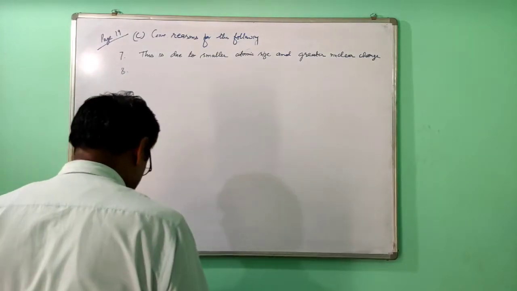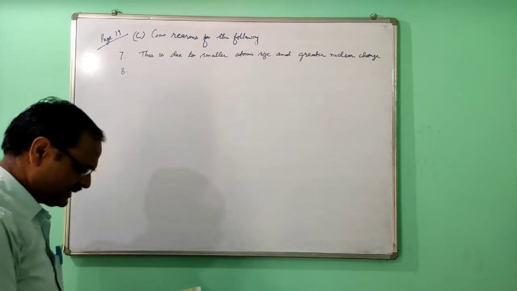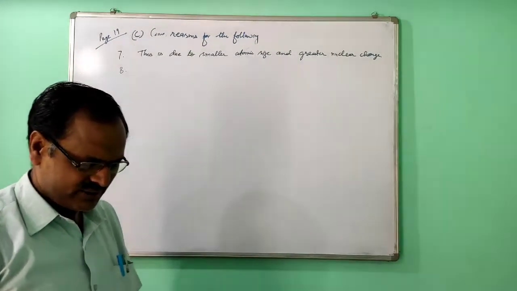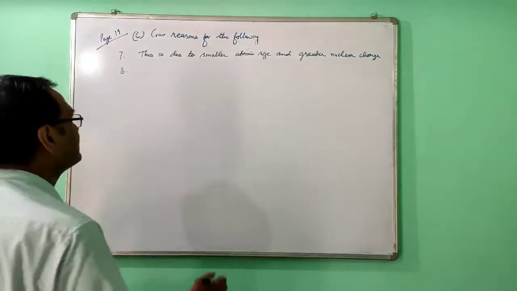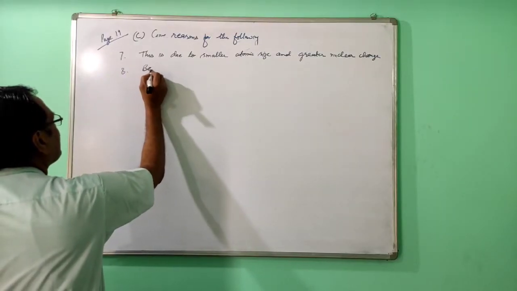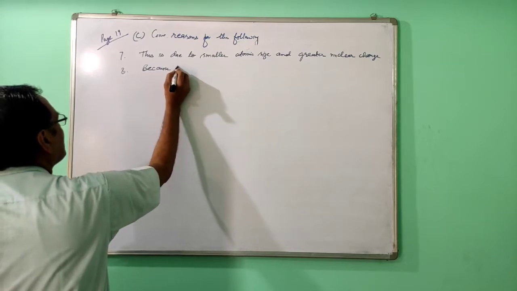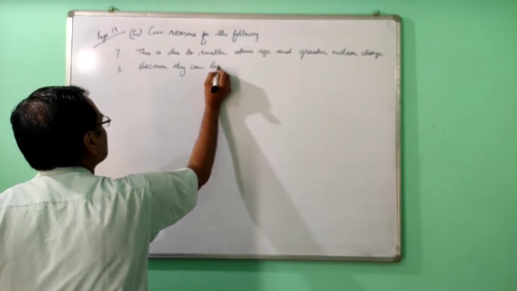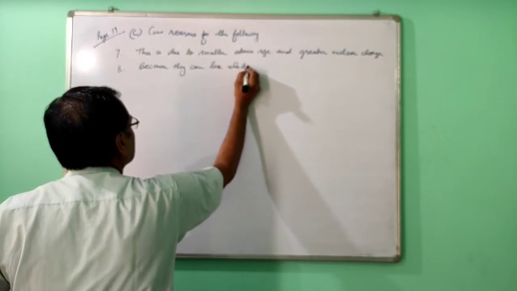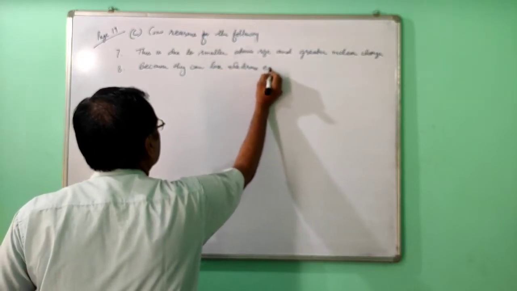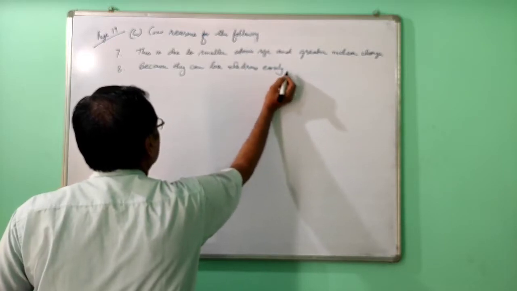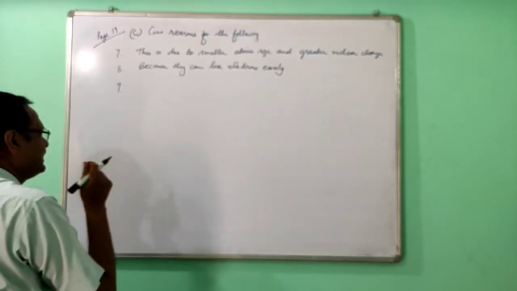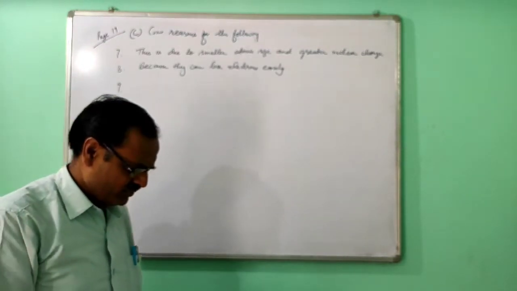Now this question number 8. Atoms with large atomic size and low ionization potential are more metallic because they can lose electrons easily. Because less force of attraction is there on the outer shell electron, so they can lose electrons easily. So that's why they are more metallic.